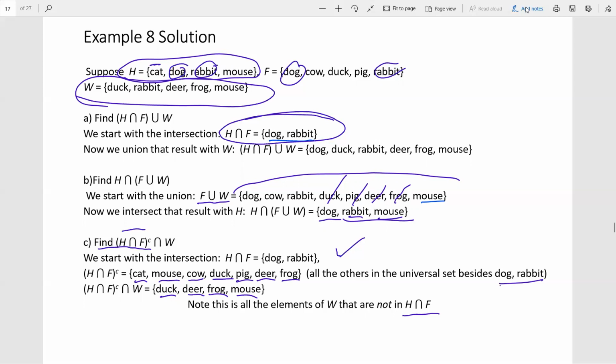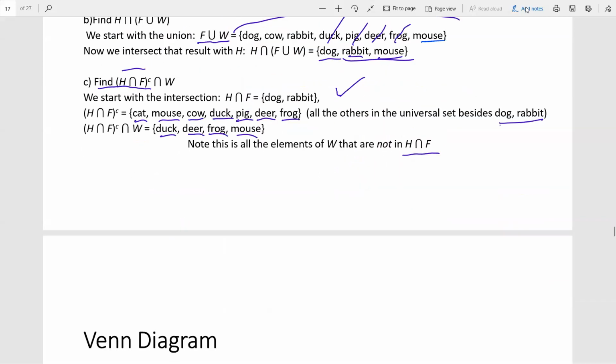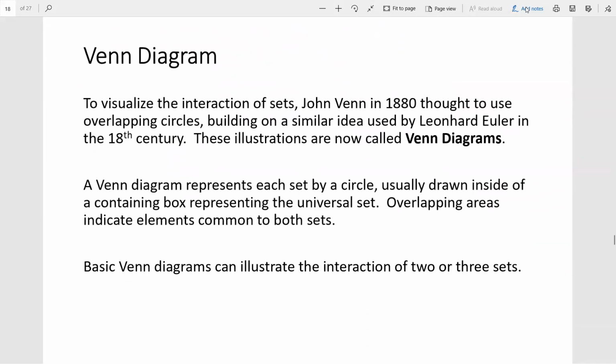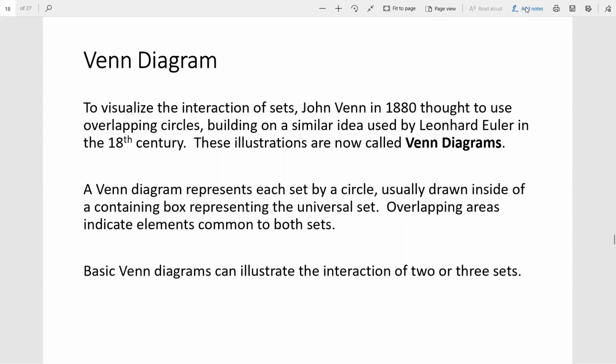I'm sure you all need to work a few of these problems, write them down, be careful with your notation, and look at the elements and count them, make sure you don't miss anything. Now we're going to get into Venn diagrams, which I think you'll find are fairly easy to understand.